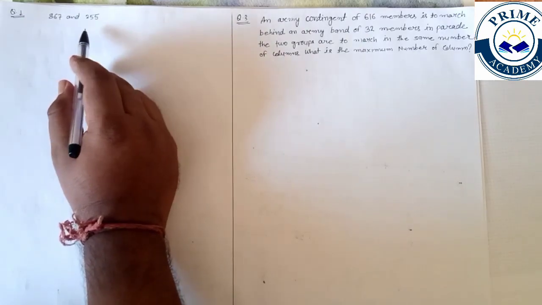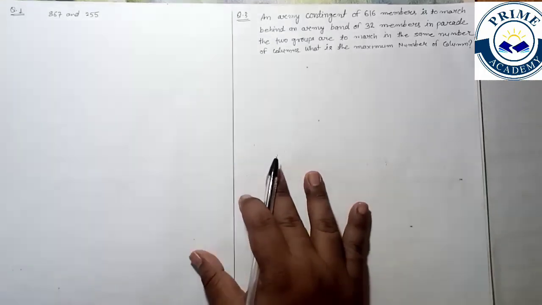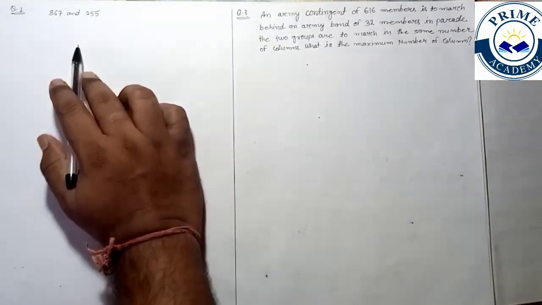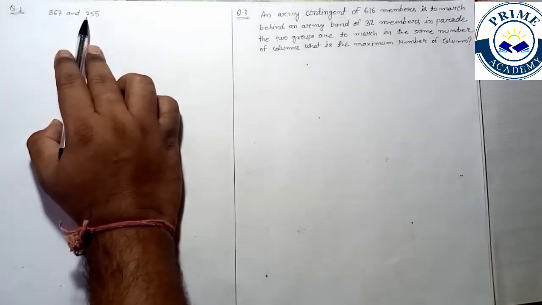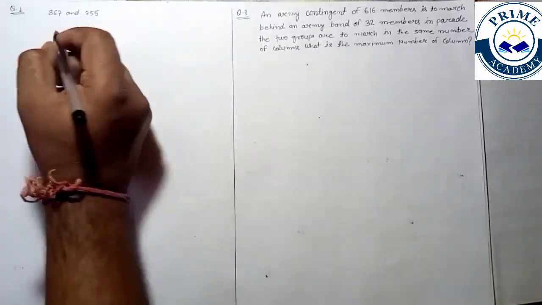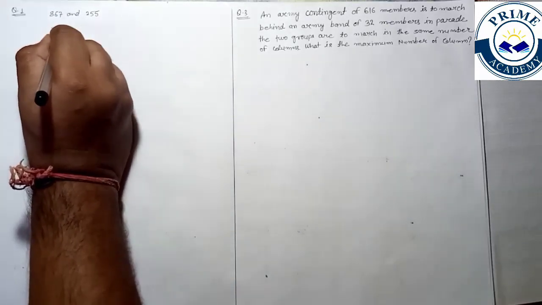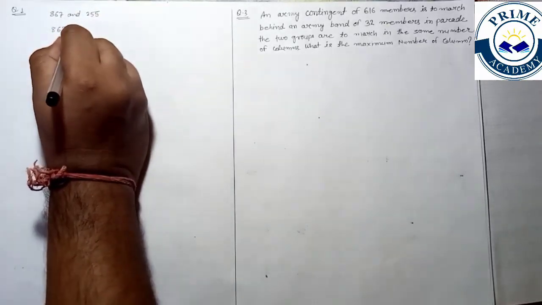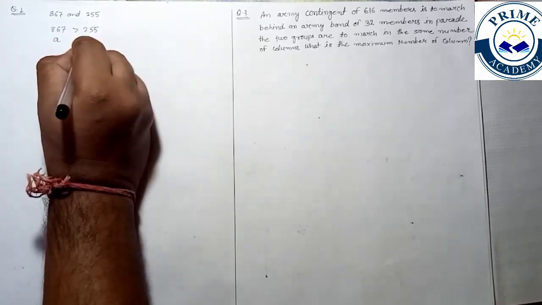I have taken the third question here, right? In this third question you can see two numbers, 867 and 255, right? I take 867 as greater than 255, so this is A, this is B.